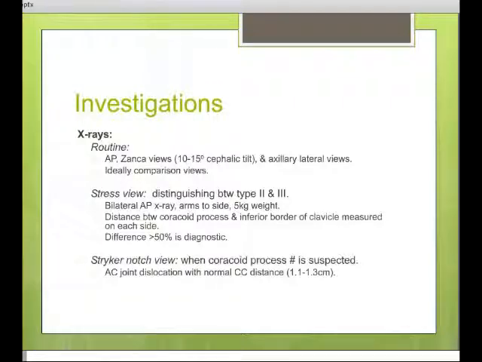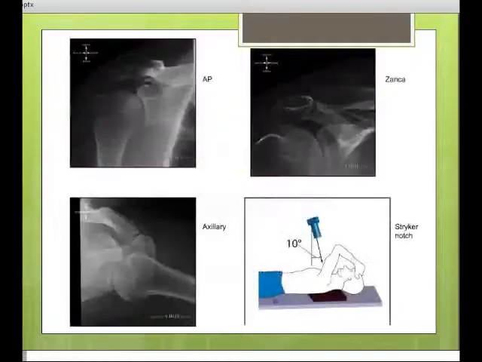Stryker notch view. When you're suspecting that the coracoid process may be fractured, this is the X-ray which will show it. That's if the AC joint is dislocated but you have a normal CC distance, you'd probably think of the coracoid process being fractured. And here are some images of the different X-rays. Top left is the AP X-ray, then the axillary lateral view, top right is the Zanca view, and the Stryker notch view.